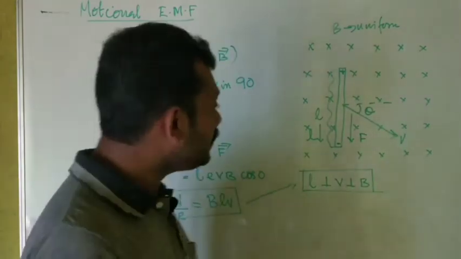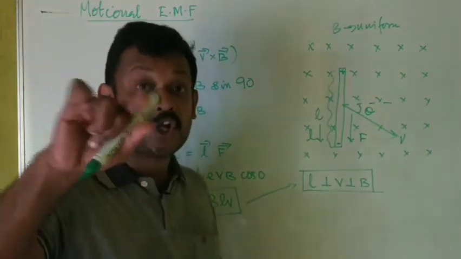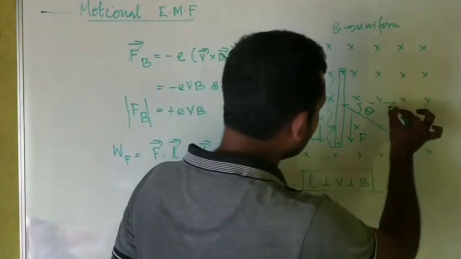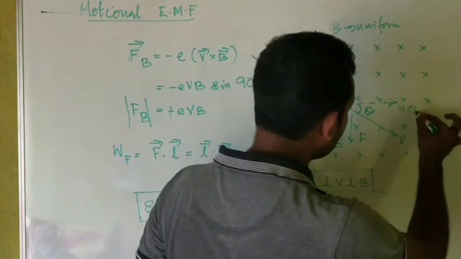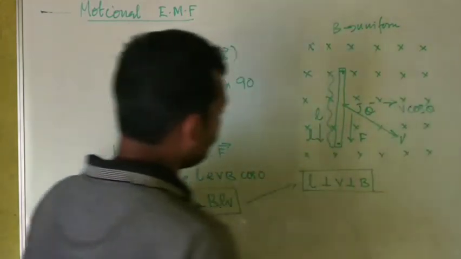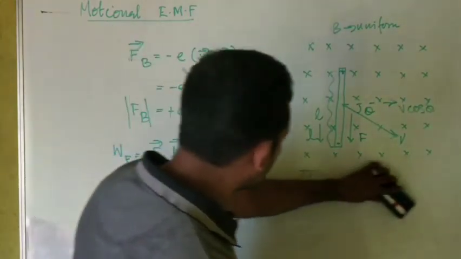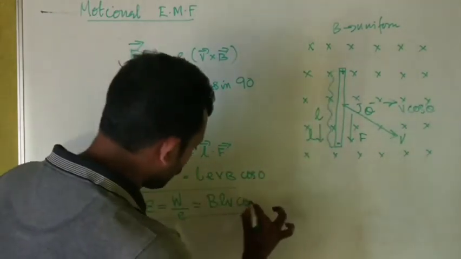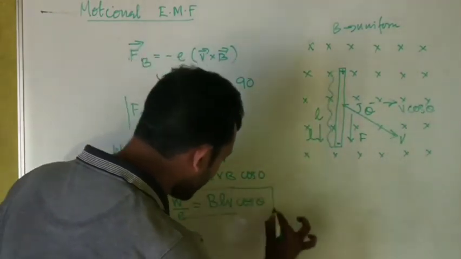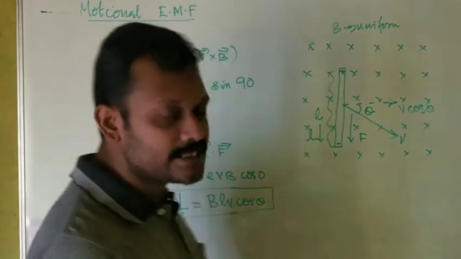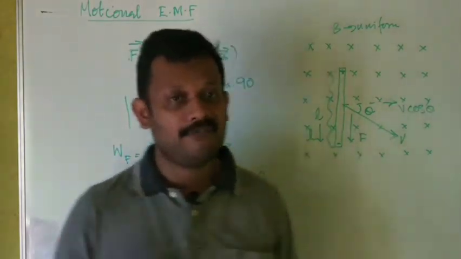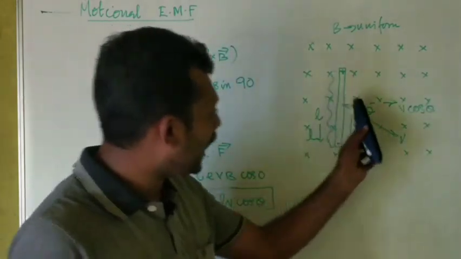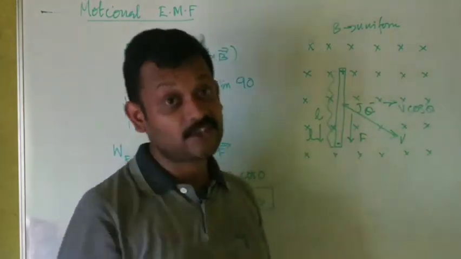So what we have to see? We have to take that component of velocity which is perpendicular to the length. Here, this is V cos theta. So in this case, what is going to be your answer for induced EMF? It is going to be BLV cos theta. The induced EMF for this situation is equal to BLV cos theta, when the velocity of the rod makes an angle theta with the length of the rod.